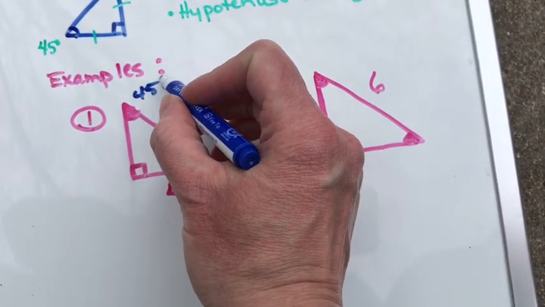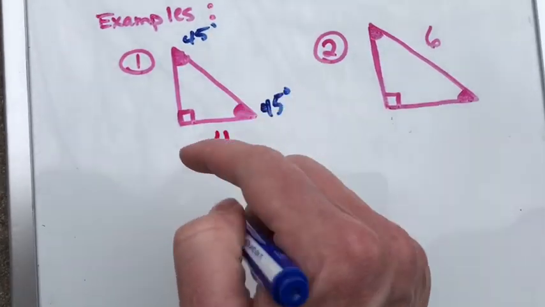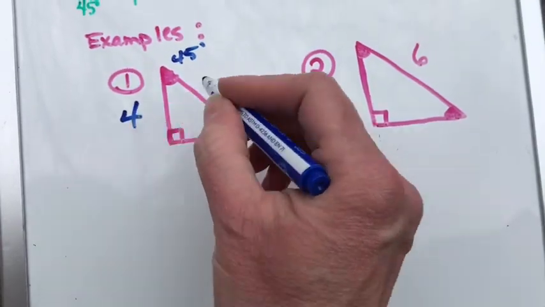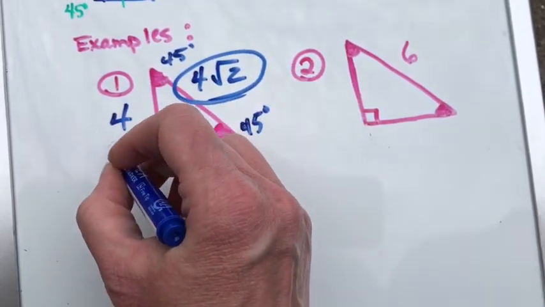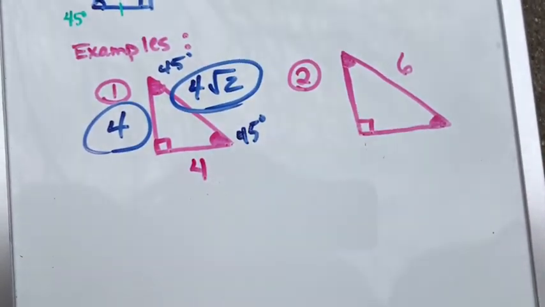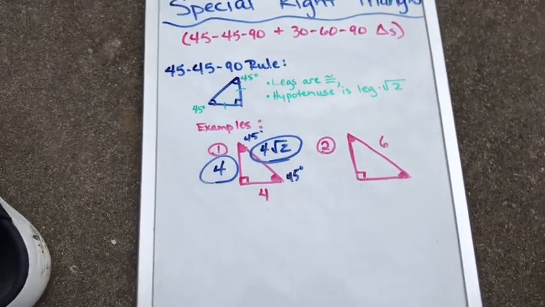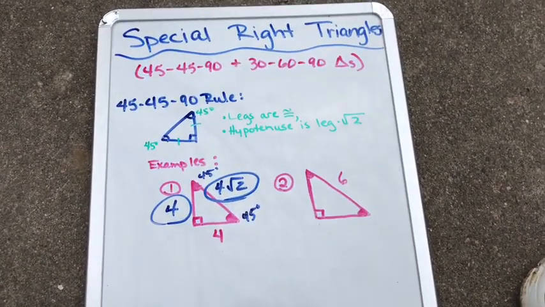I'm going to find the other two pieces. Watch. Here. Okay, that leg's 4. This leg's 4. This leg is 4 radical 2. Done. Boom. That's it. Okay? And we can check this too.